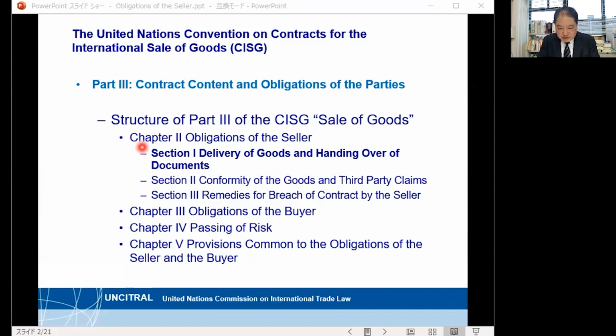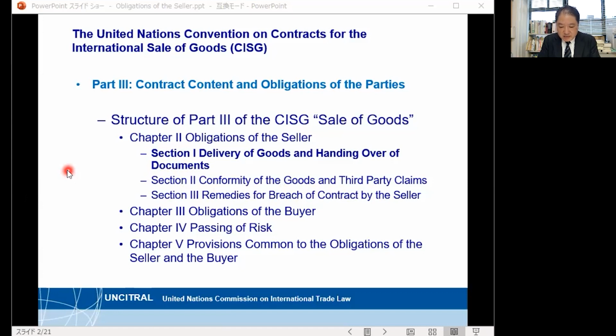The seller's obligations can be divided into 2 aspects. First, the seller must deliver the goods and also transfer the property rights in the goods. But that is not all. There is a second aspect. The goods that the seller delivers must conform to the contract. Under the CISG, the first aspect is dealt with in section 1, and the second aspect is dealt with in section 2 on conformity of the goods and third-party claims.